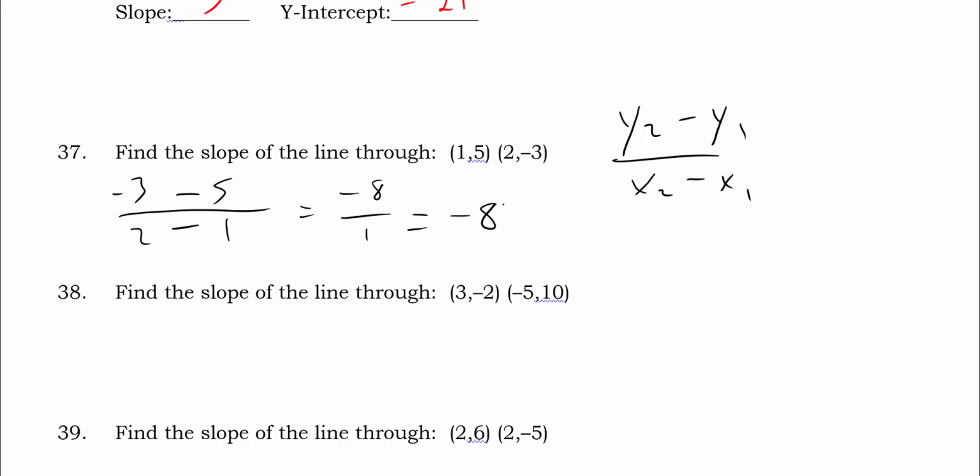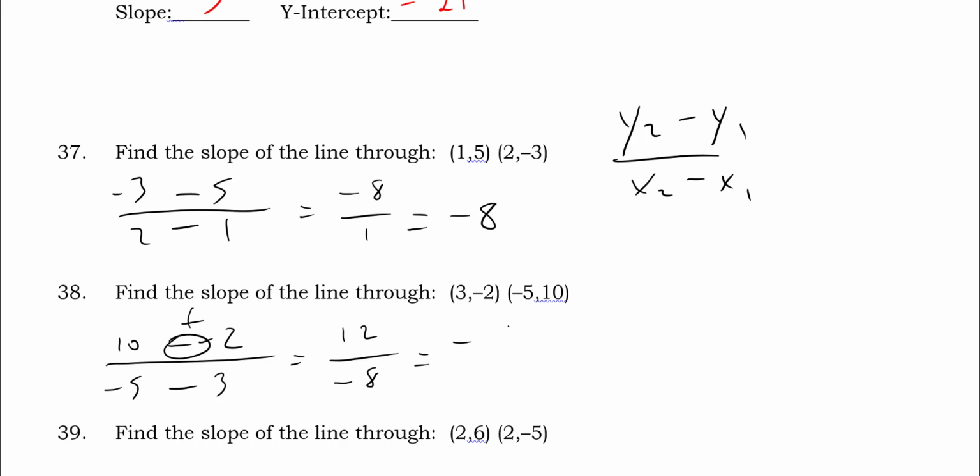Okay, so another one here. Draw your line. So we're going to put 10 and negative 2, and negative 5 and 3. So that's plus, again, I don't care, use your calculator, it's fine. So it's 12 over negative 8, which reduces to negative 3/2.